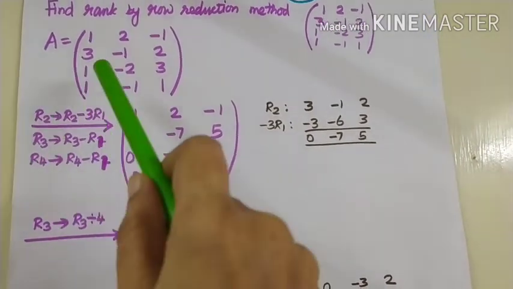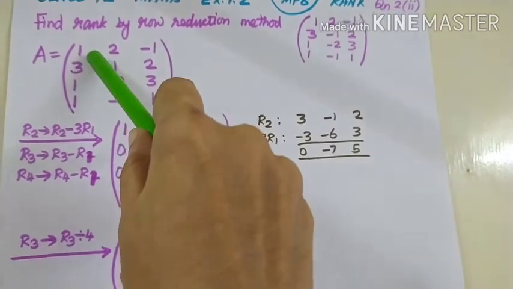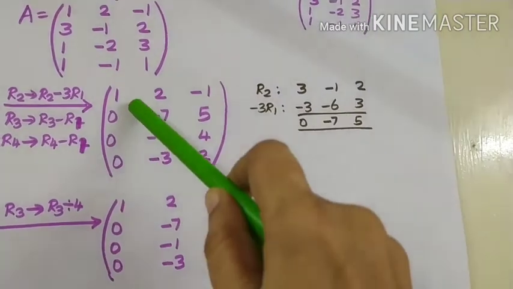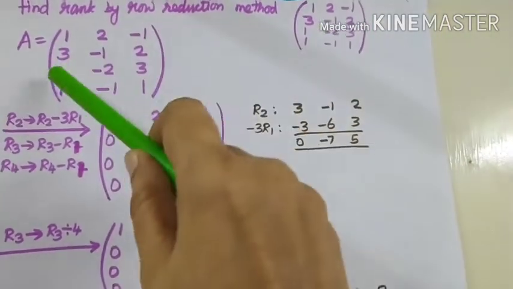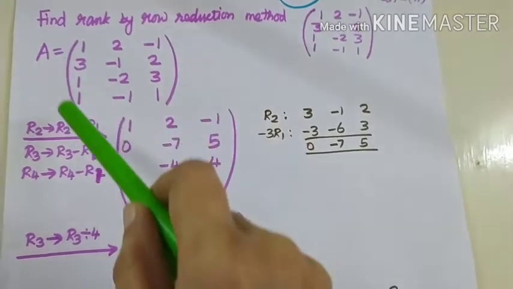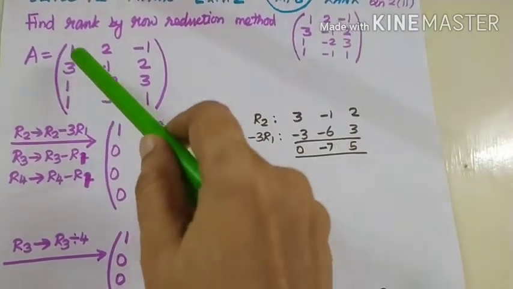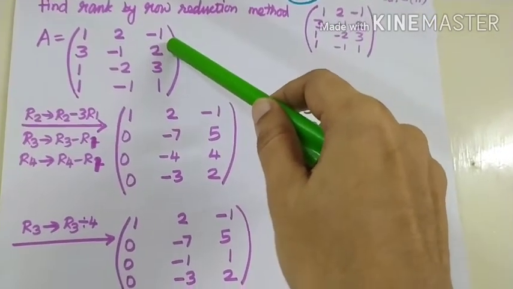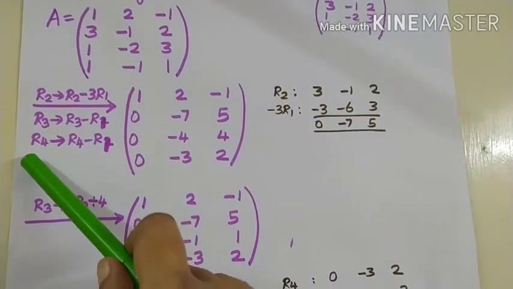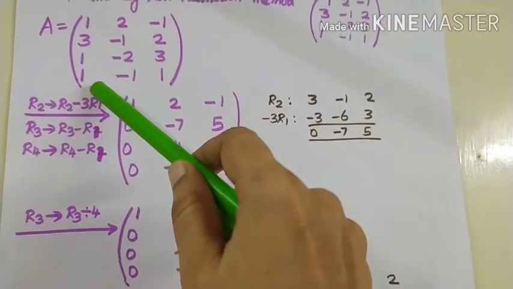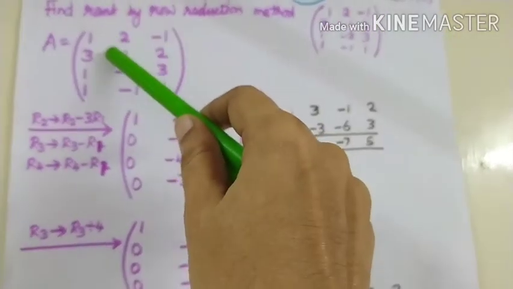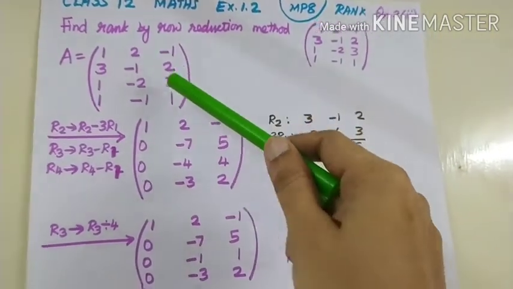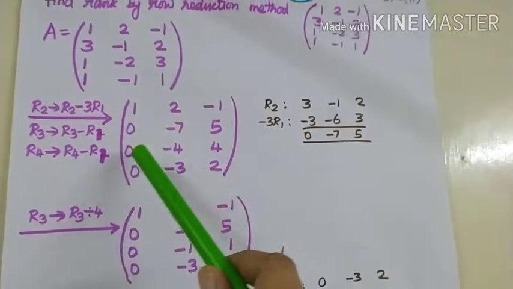Coming up to row 3. 1, row 1 also 1 only. So, I can directly subtract. To bring these zeros, we always use row 1. So, 1 means directly subtract. R3 minus R1. 1 minus 1, minus 2, 3 minus of minus 1. Similarly, R4 becomes R4 minus R1. Here also 1, here also 1. 1 minus 1, minus 1 minus 2, 1 minus of minus 1, which we have written here.